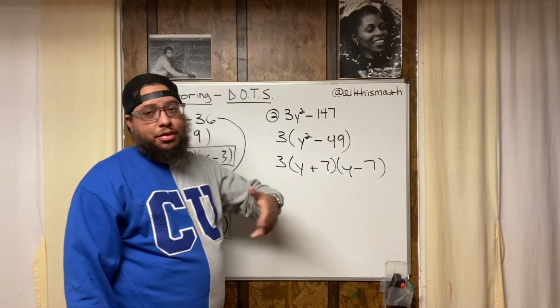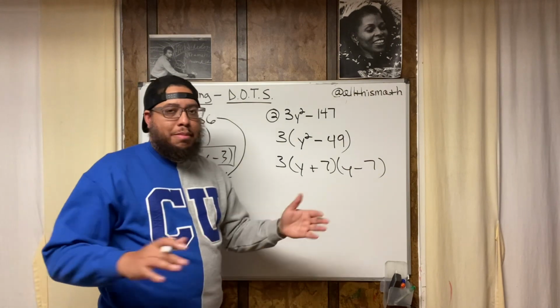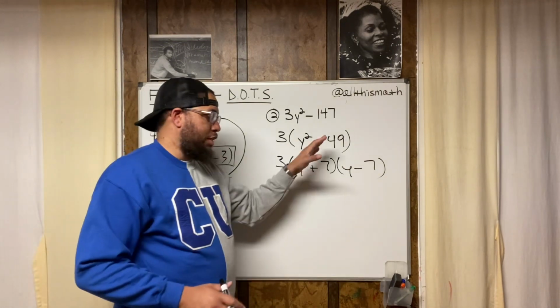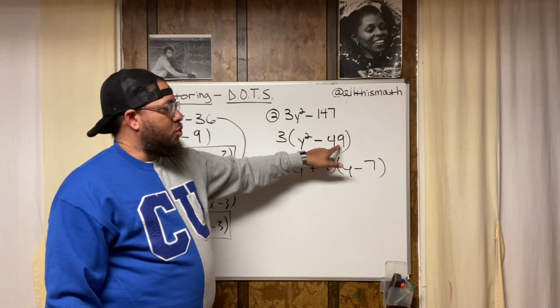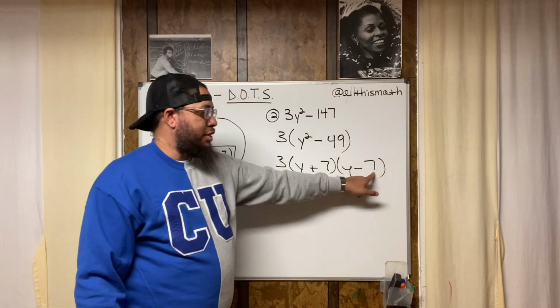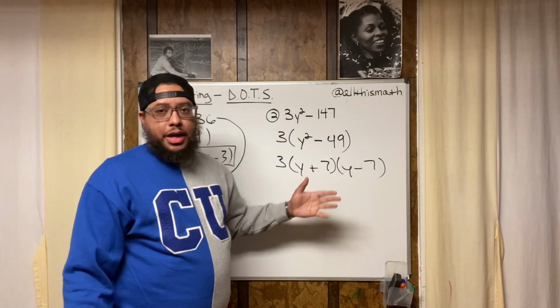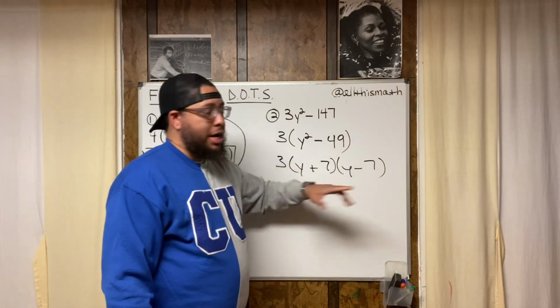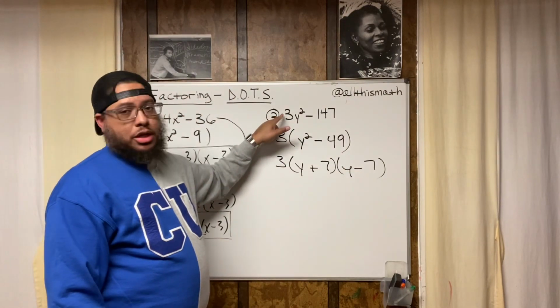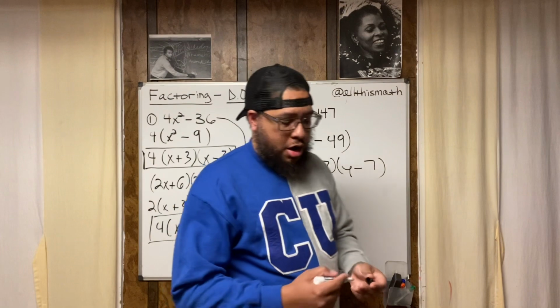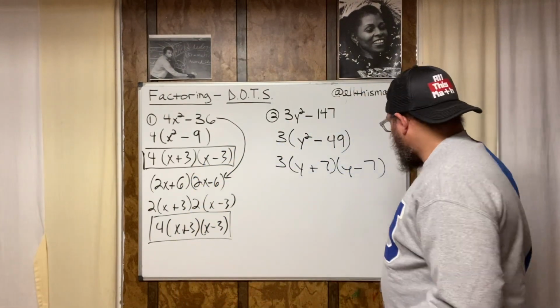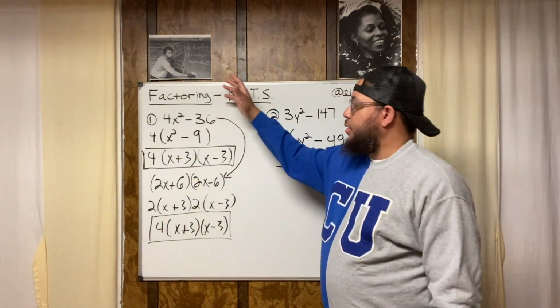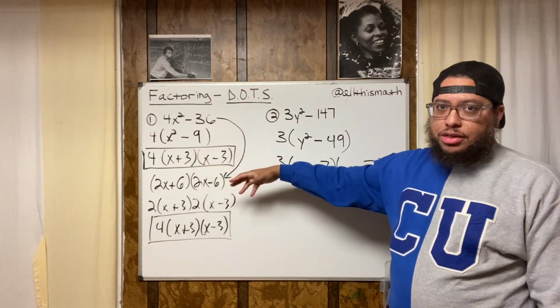Because if I take the square root of negative 49, I'm going to have to deal with imaginary numbers. And we're not getting into all that with these problems. We don't need to, right? So square root of 49 is 7. Put the 7 here and the 7 there. Make one positive, make one negative. And if I was to multiply all this out, I guarantee you, I would get what I started with. And that's how we check it. All right? So just a little bit about how to factor expressions with the DOTS method.